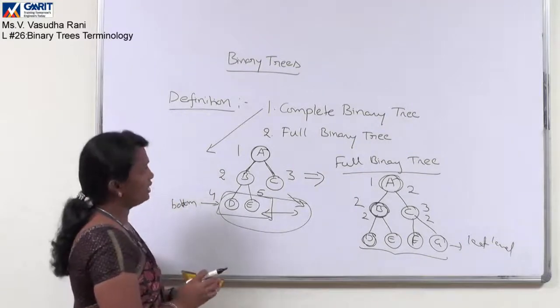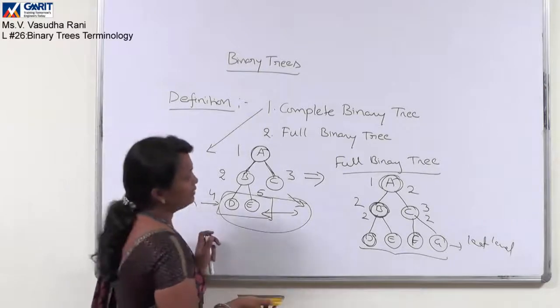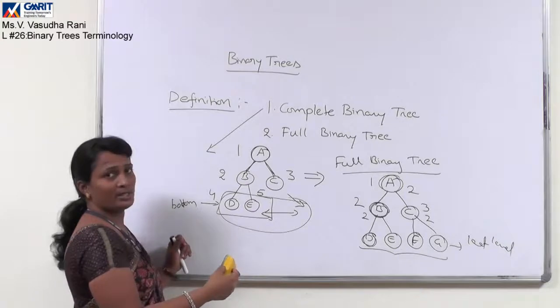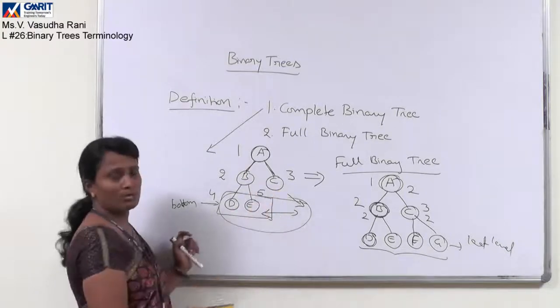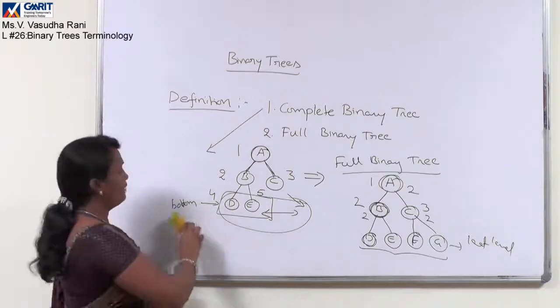So now let us take a complete binary tree example, and let us derive some conclusions regarding number of nodes in a particular level and number of nodes in the complete binary tree.